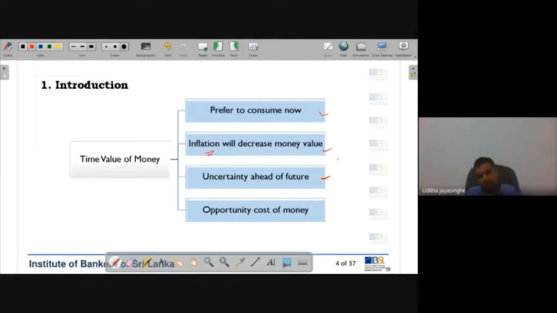Last point, the opportunity cost of money. So you have money which you can invest right now and get a return. If you don't have it right now, you're going to face some opportunity cost. You're going to lose that 1,500 for the 100,000 if you get that money after 3 months. So these are the factors that bring the concept of the time value of money into light.